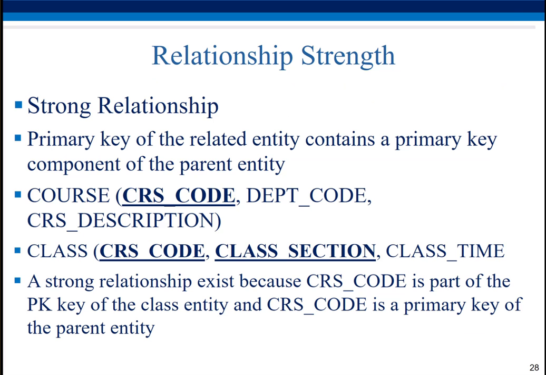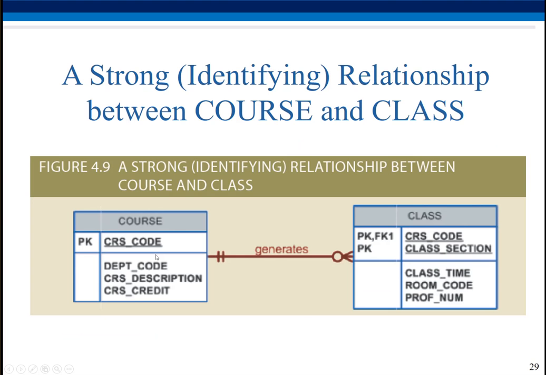A strong relationship is going to have part of the primary key be the primary key of the related table. So here you see we have course code in the course file, and in the class we have the course code and the class section. That means part of the foreign key is actually part of the primary key in the class file. So we have a primary key made of the course code and the class section. However, the course code is also a foreign key to the course code in the course file. So this is the way it's done.